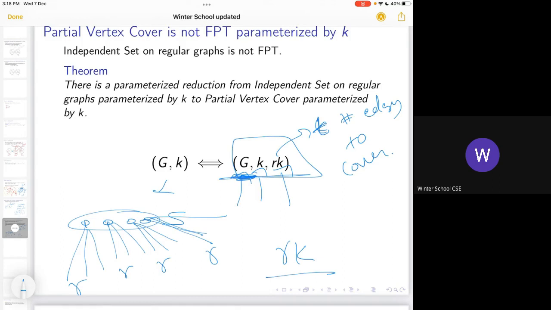Exactly. So both of you are right. Whatever my solution to partial vertex cover is, if they had any edge between them, then I'm not actually covering rk. Each of them has degree exactly r, right? So if they have an edge between them, I'm counting only once for that edge, but I should be counting twice in order to cover rk many edges. So if I have a solution to partial vertex cover, the same set I can use as an independent set of size k. Okay? So is this reduction clear?